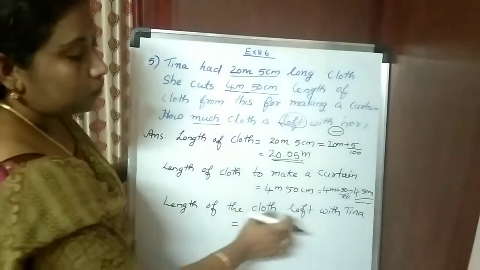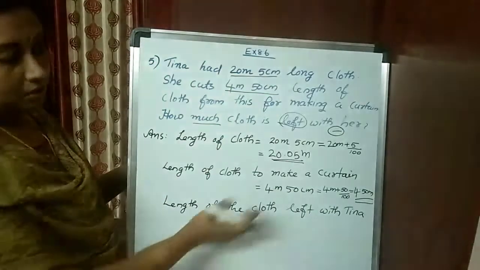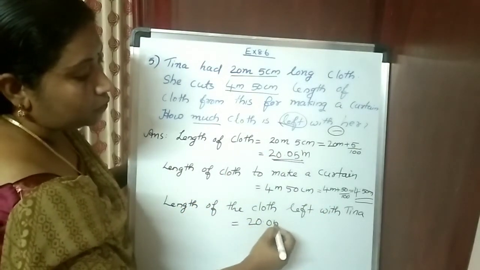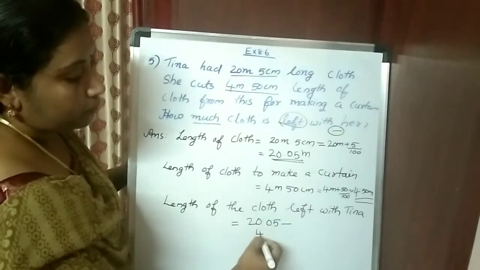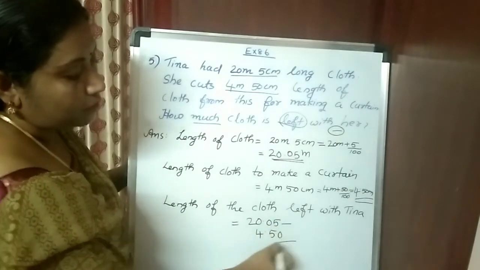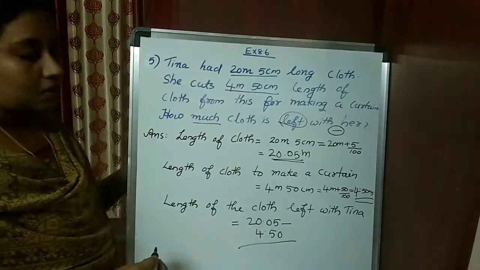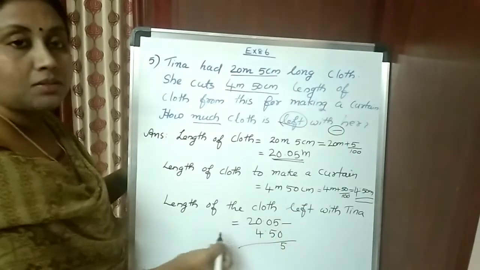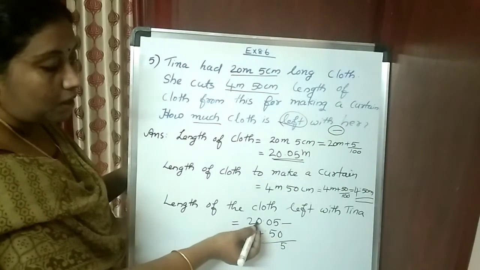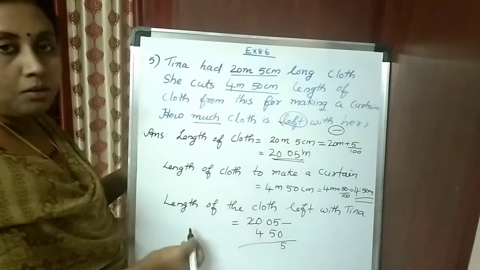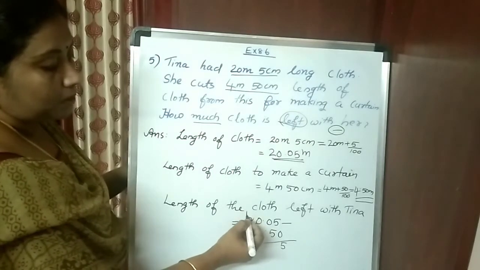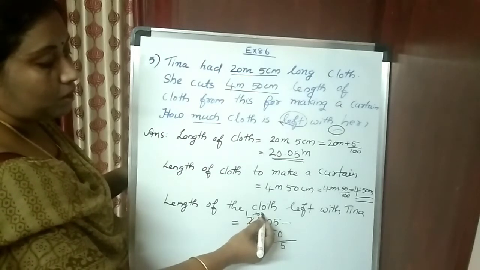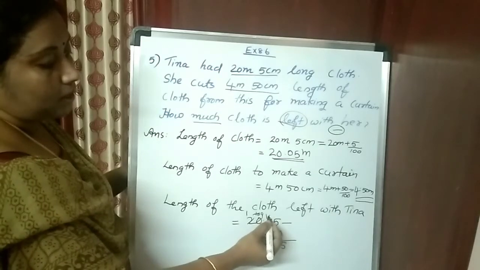Then length of the cloth left with Tina. You subtract the given numbers, that is 20.05 minus 4.50. This way you arrange the given numbers for subtraction. 5 minus 0 is 5. 0 minus 5 is not possible. So you go to the next digit, but here also 0. So the next digit, that is 2, becomes 1. And this becomes 10. And again borrow 9 and this becomes 10.